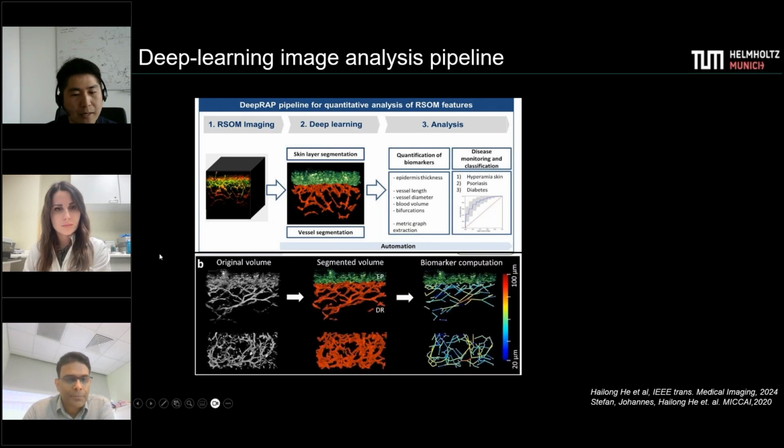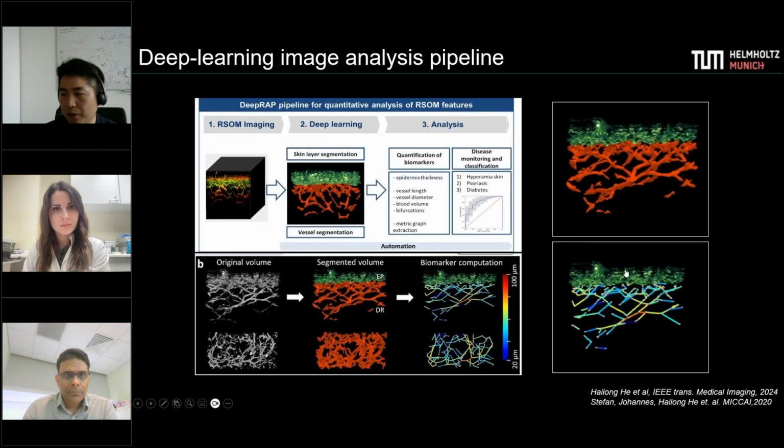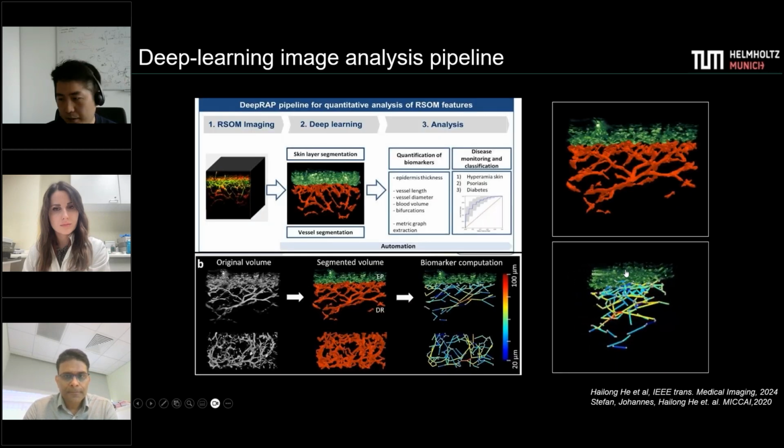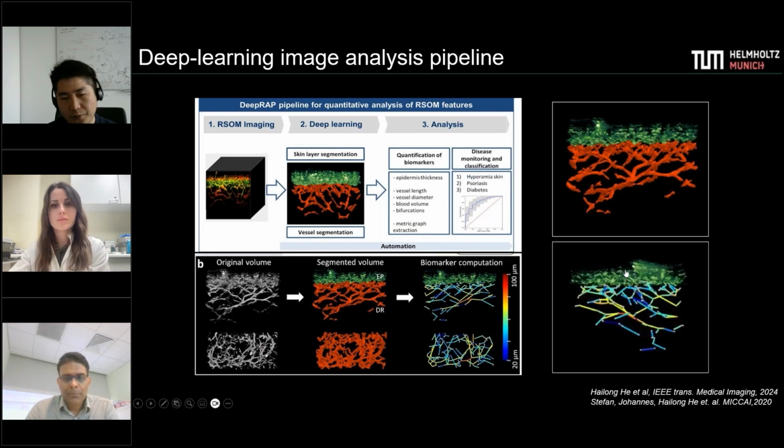Here is an example of how we go from the original volume to the segmented volume. In the second column, you can see the 2 colors indicate the epidermis and dermis, and then the third column shows the different colors indicating the different diameters of the vasculature segmented. The video shows an example of the second RSOM volume, and also the 3D volume. So all the analysis was performed in the 3D volume.